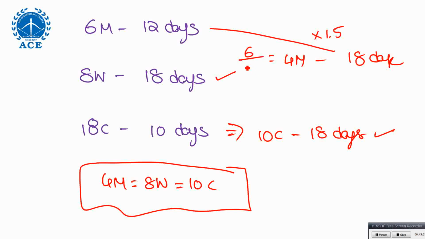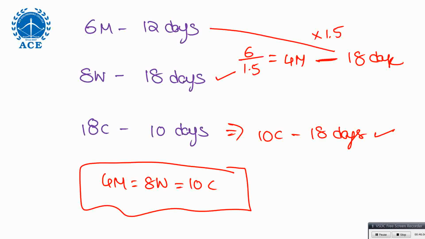This seems the better one. 4 men can complete the work in 18 days. 8 women can complete the work in 18 days. 10 children can complete the work in 18 days. Means 4 men equal 8 women equal 10 children. Now they are asking in the question. I hope this conversion is clear. To find the relation between men, women and children, maintain the timing the same, then it's easy to bring all three relationships.